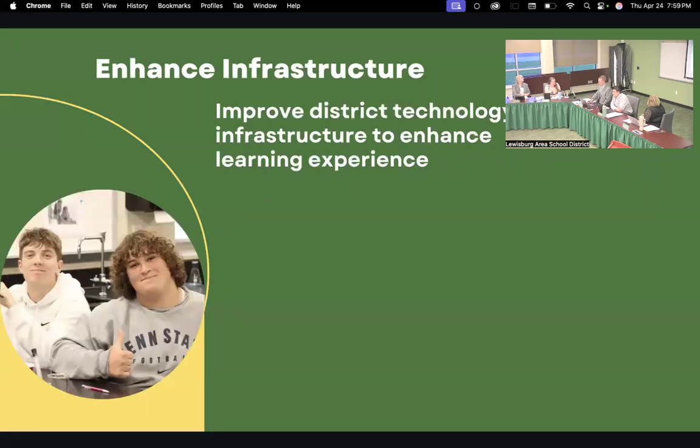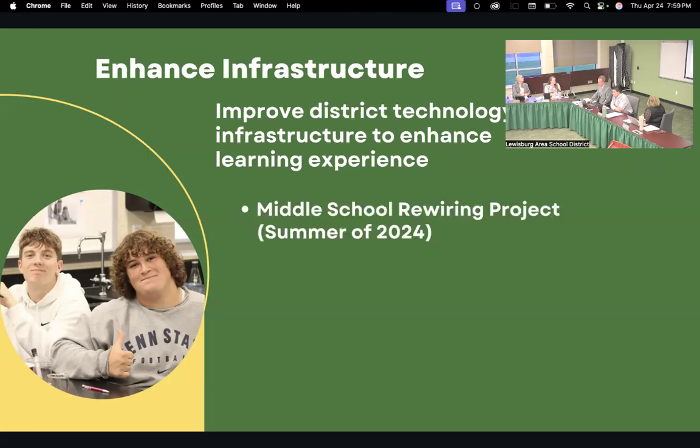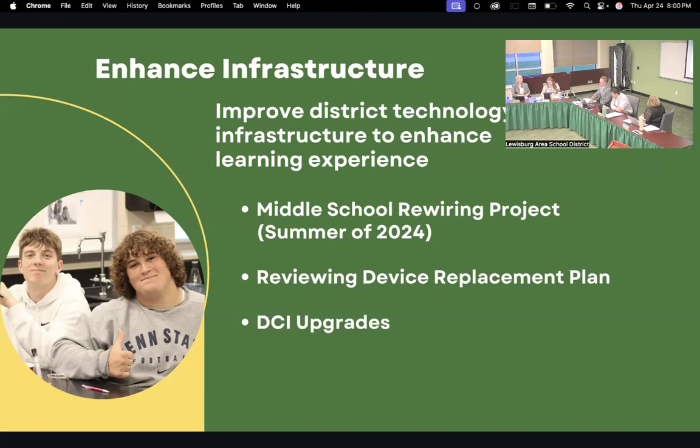I mentioned technology a little bit before. How do we improve our technology infrastructure? This past summer, half of it funded by an E-rate grant, the whole middle school was rewired. We're currently reviewing our device replacement plan, comparing different kinds of devices and making sure we're getting the best bang for our buck.